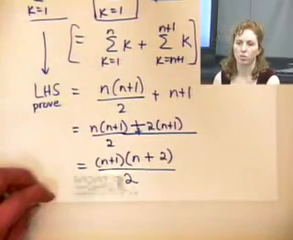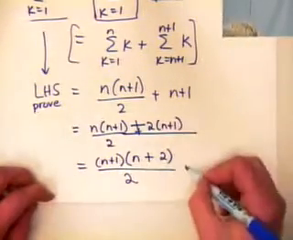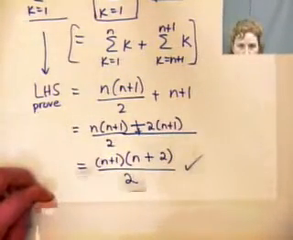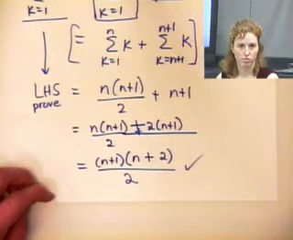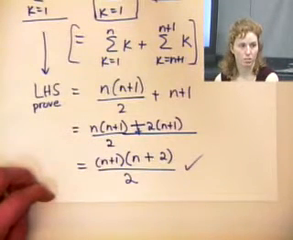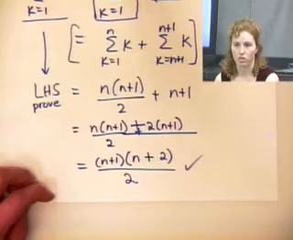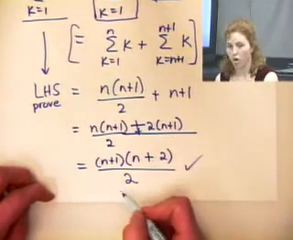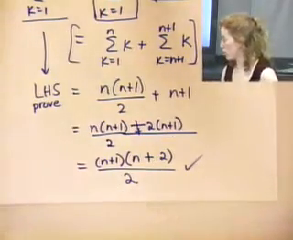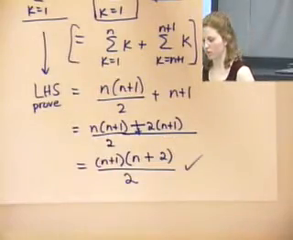And lo and behold, that is what I wanted to prove. That's the right-hand side, so I check it off and I'm done with my proof. So therefore, P of n implies P of n plus 1, and I proved my basis. So by induction, our summation can be written in a closed form, so I can write this.